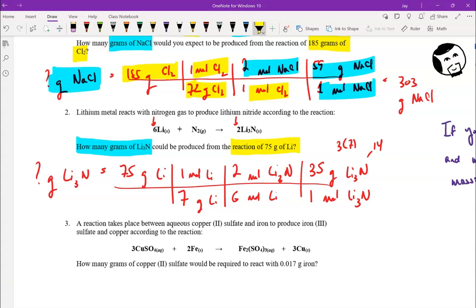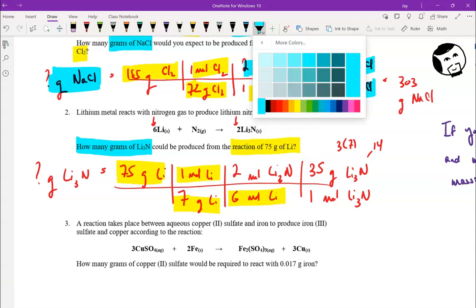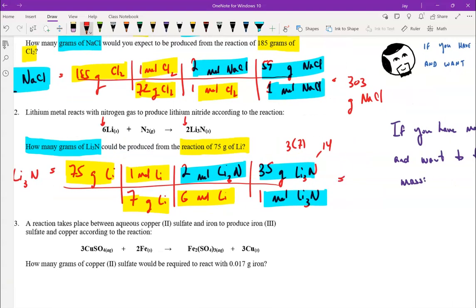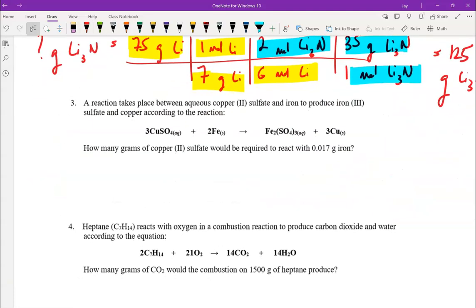All right, so notice that we have started by identifying our known, getting from grams of our known to moles of our known. Now we can convert from moles of our known to moles of our unknown and then find the mass. So I'm going to say 75 grams times 1 divided by 7 times 2 divided by 6 times 35. And this is 125 grams of lithium nitride. All right. Halfway done. We've only taken 4 minutes, so we're doing pretty good.